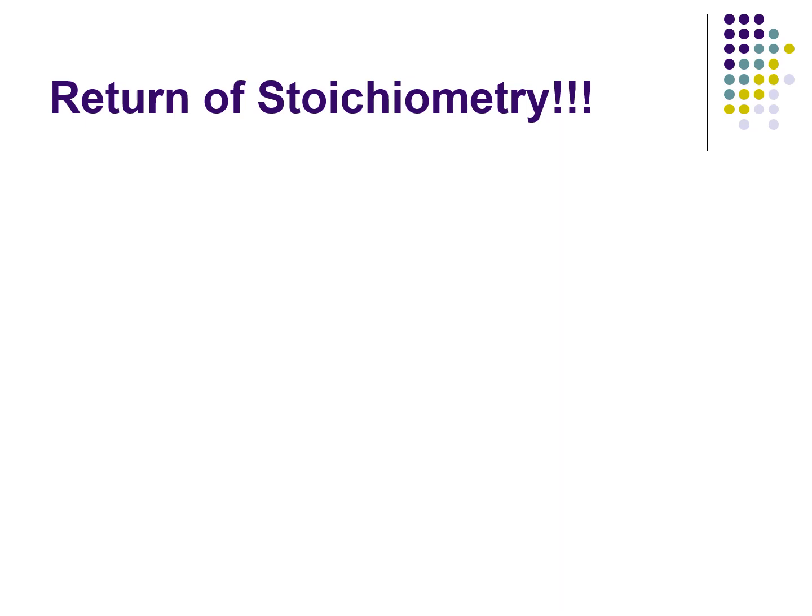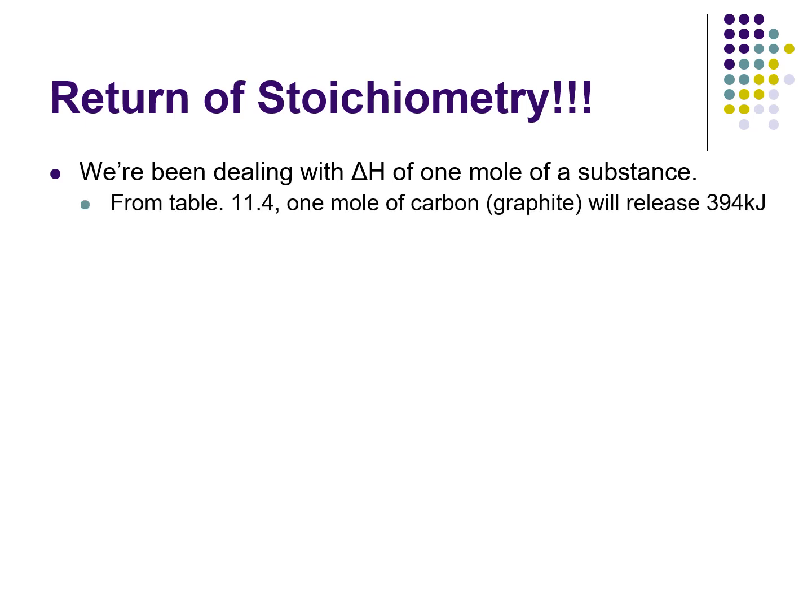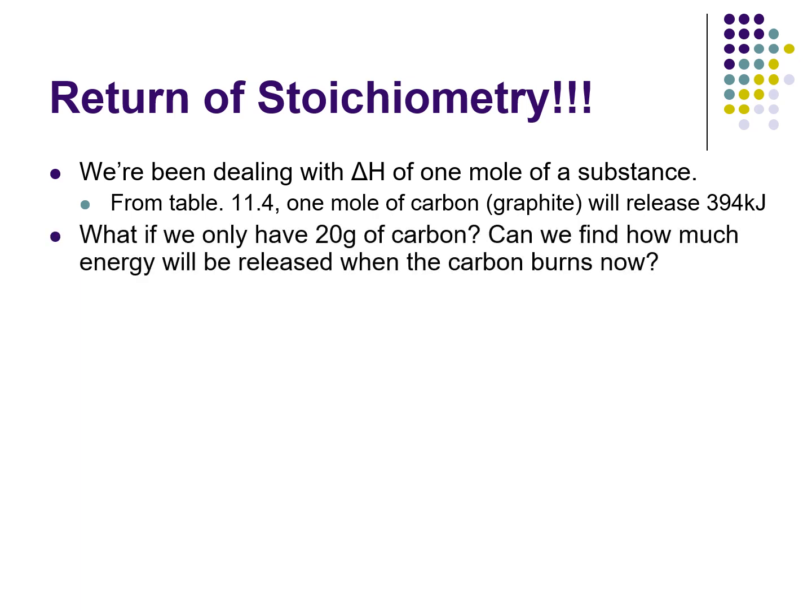And now the return of stoichiometry, which I know is the thing you were looking forward to the most. Like heat of combustion, the water thing we saw was all delta H of 1 mole. What if we don't have 1 mole? For instance, the heat of combustion of carbon in the form of graphite is 394 kilojoules. That's exothermic, it's negative because it's burning. But what if we only have 20 grams of carbon? That's not 1 mole. Could we find out how much energy would be released when the carbon burns now? Yes, absolutely. We just use stoichiometry.